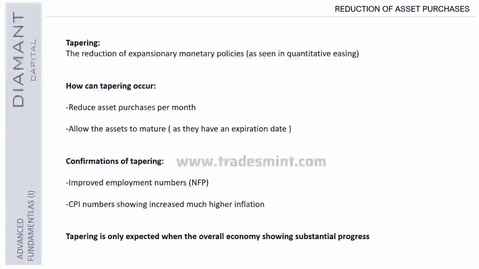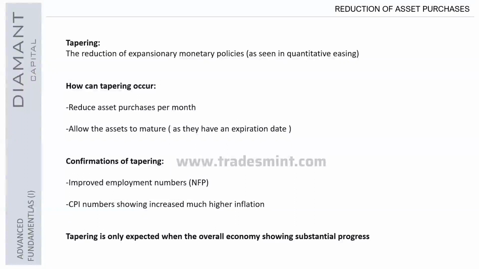Now, what are the confirmations of a tapering announcement actually happening? First of all, the Fed does want to see an improved employment number. That's the main thing when it comes to increased money supply. With all the increased money supply and all that inflation coming in, of course they want to see higher GDP, and that leads to a higher employment rate.